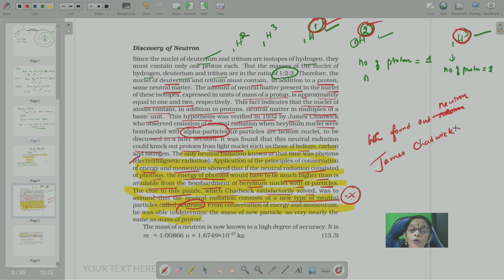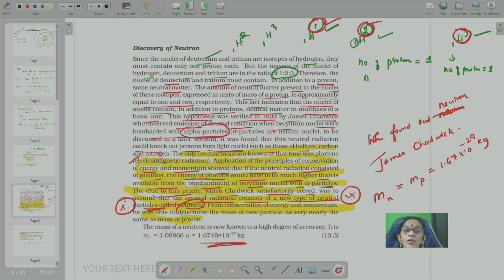So how was he able to conclude that it is neutron? Because when beryllium is bombarded with alpha particles, it releases some amount of energy that in olden days was called photon energy. But the law of conservation of energy and the law of conservation of momentum had been violated. Hence he concluded that it must not be photon, but neutral radiation consisting of a new type of neutral particle called neutron. And the mass of the neutron is nearly equal to the mass of the proton, that is 1.67 times 10 power minus 27 kilogram.